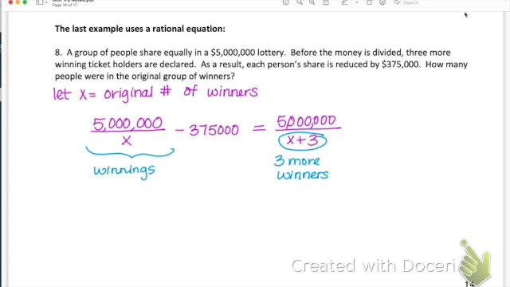So they thought it was going to be 5 million divided by 4, but it ended up being some amount less than what they originally thought they were going to get. So this is what they thought their winnings were going to be, but it ended up being $375,000 less than what they thought, because they really had to divide it by 3 more winners. So that's what that equation would look like. And you would solve that equation by multiplying by the LCM, just like we did in the equations that we practiced yesterday. So that is where we are going to stop.